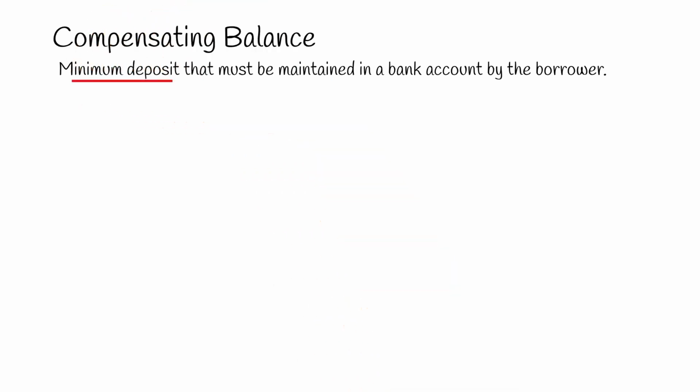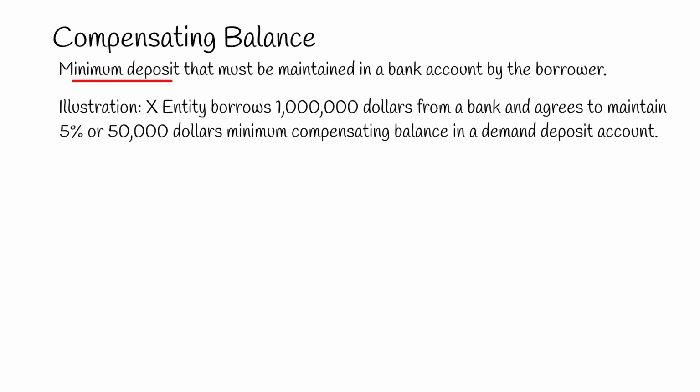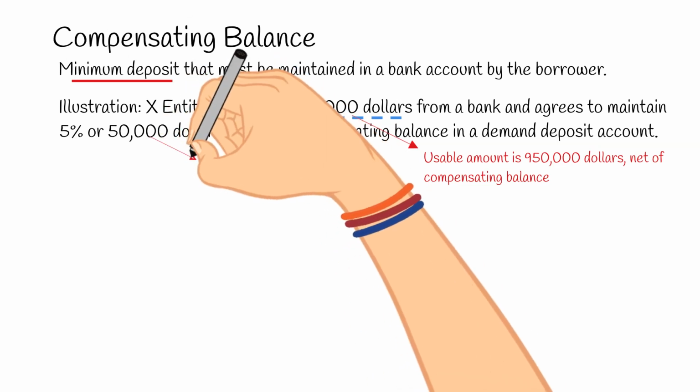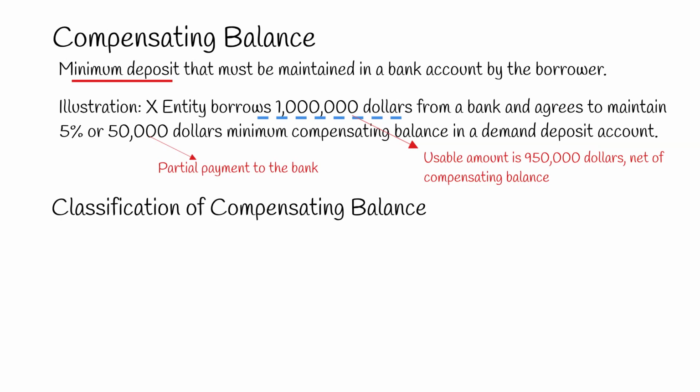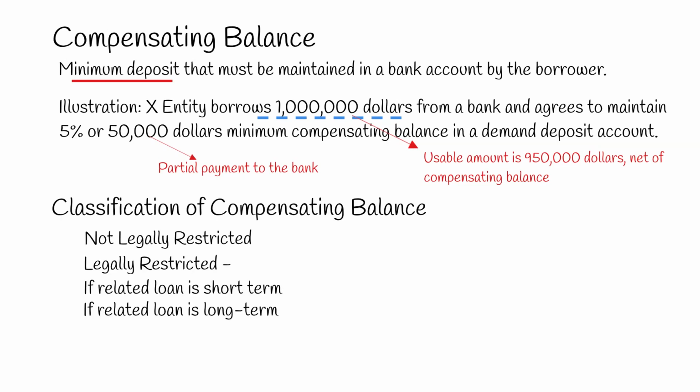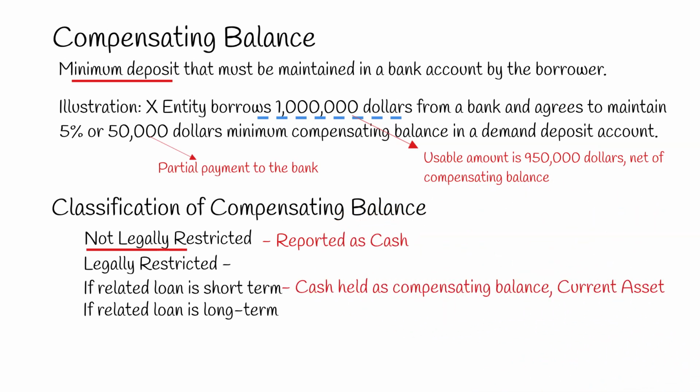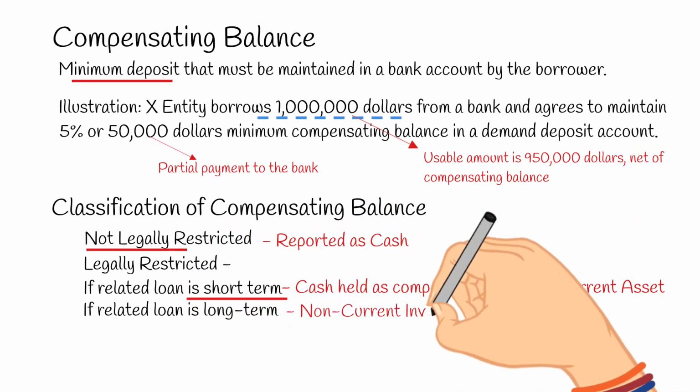Compensating balance. This is the minimum amount of deposit that must be maintained in the bank. Using the example below, of the 1 million loanable value, the usable amount is $950,000, net of compensating balance. The $50,000 compensating balance remains in the bank as partial payment. For classification of compensating balance, if the compensating balance is not legally restricted, report as cash. But if it is legally restricted, report as current asset if the related loan is short-term, and non-current asset if the related loan is long-term.